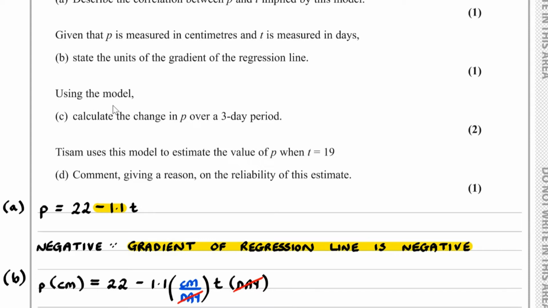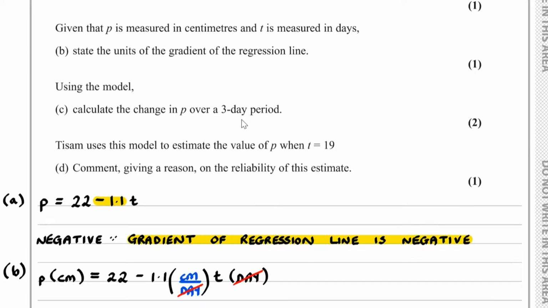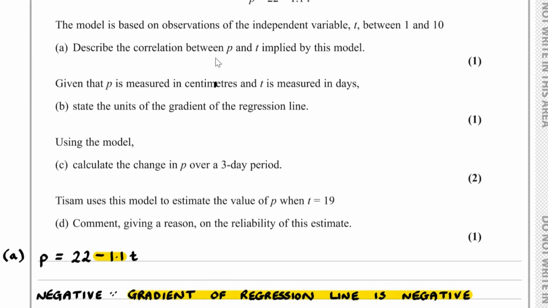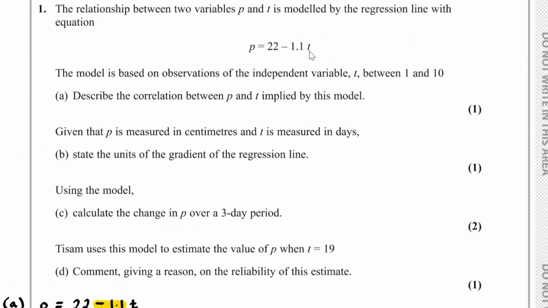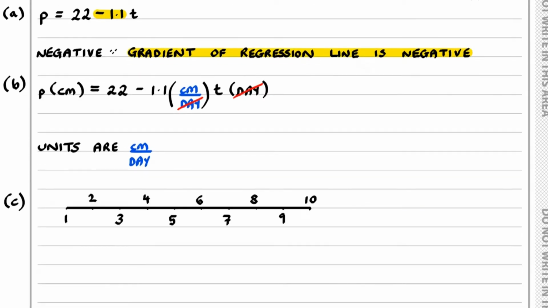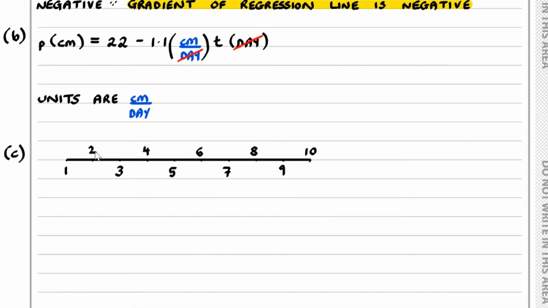Next, using the model, we have to calculate the change in p over a 3-day period. Now, in this question, what we cannot do is substitute in 3 for t, because we are concerned with the change in p over a 3-day period. If we draw a number line, such as the one we see here, the values of t go from 1 to 10. And what we have here is a 3-day period. So t could go from 1 to 4, for example.